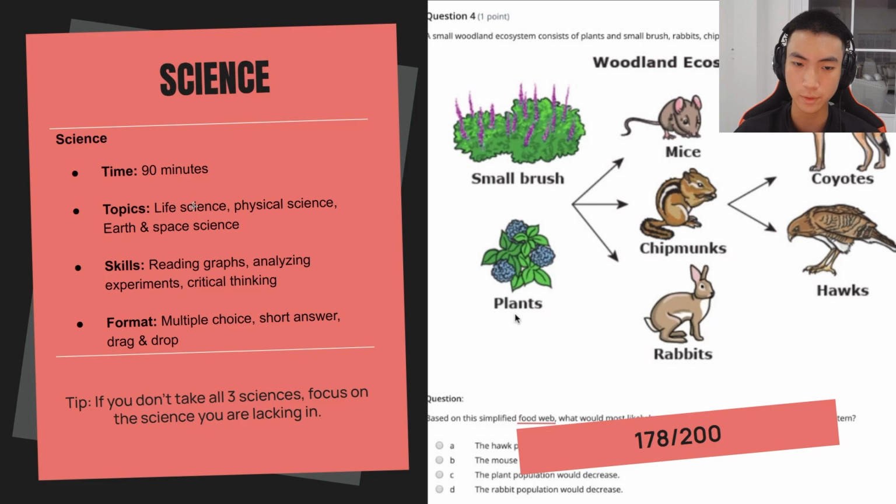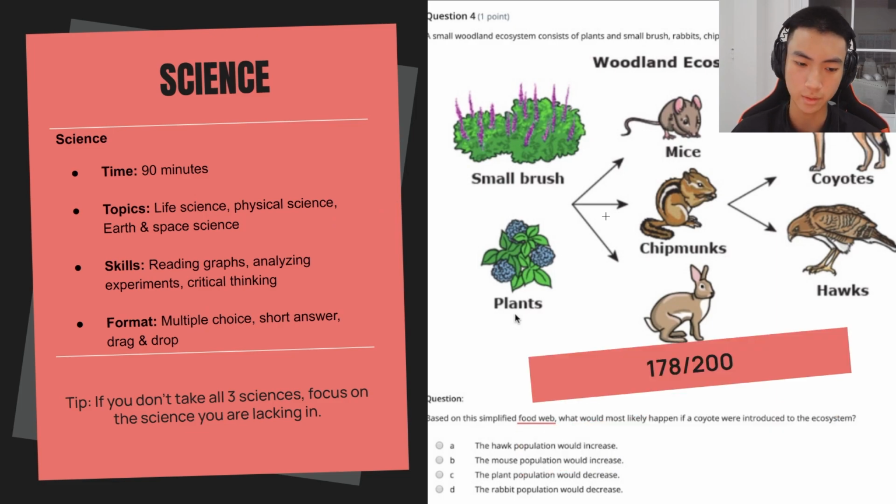The topics include life science, physical science, earth and space science. Basically, if I were to break it down, it's physics, chemistry, biology, and then space. That's it. The skills you would need are reading graphs, analyzing experiments, and critical thinking. It's somewhat similar to the ACT, but I feel like it's a bit more in depth and more challenging. It's more like reading comprehension. If you can read and understand the text, you only need a little bit of outside knowledge and you should be okay. The formats include multiple choice, short answer, and drag and drop.